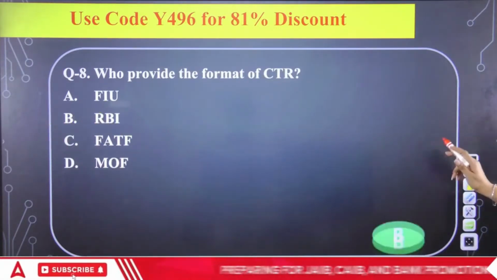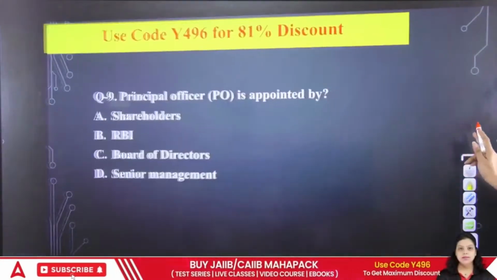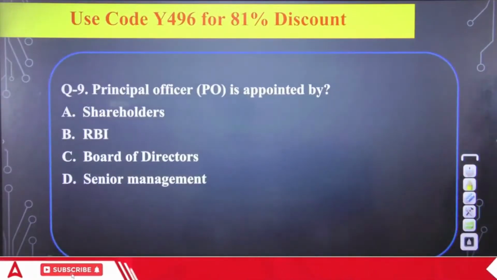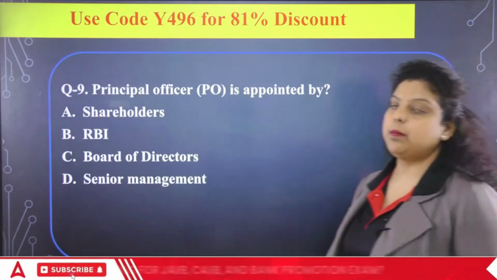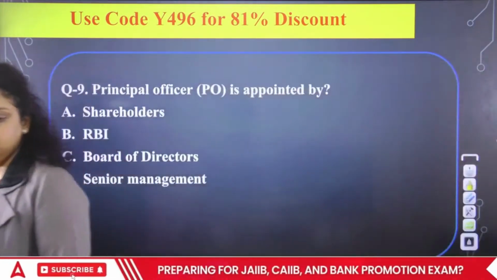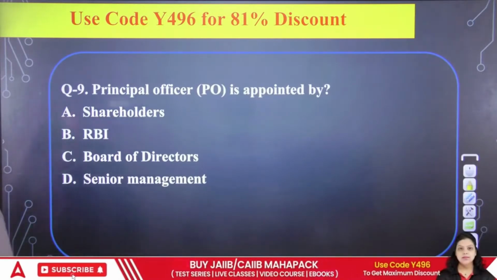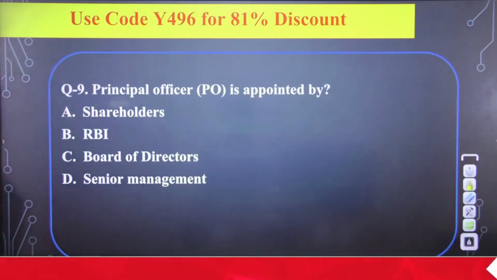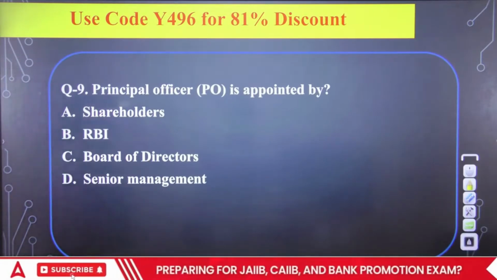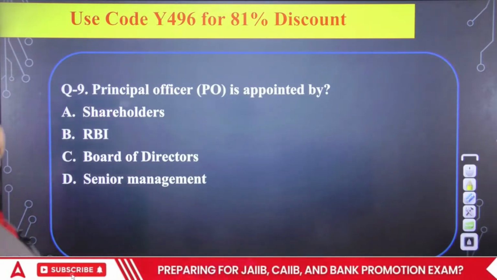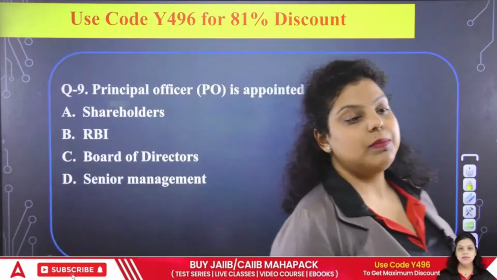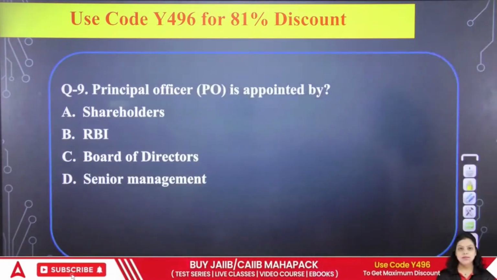Okay, next. Now the next question is talking about the principal officer. The principal officer is appointed by which of the following? First, shareholders; second, RBI; third, board of directors; fourth, senior management. So principal officers in the bank will be appointed by which of the following?